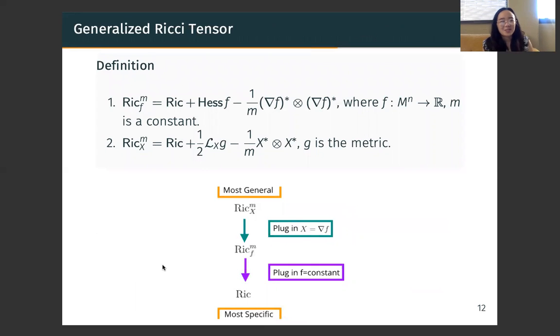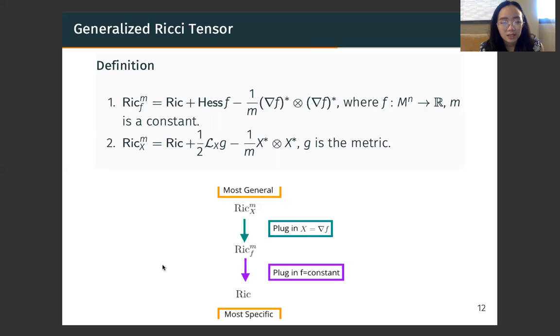Okay, so I'm going to change directions to talk about this generalized Ricci tensor, or the m-Bakry-Emery Ricci tensor. So first, we have the Ricci f m, which is Ricci plus the Hessian of f minus 1 over m grad f tensor grad f. Here, f is a function from the manifold to the real numbers, and m is a constant that we'll talk more about in the next slide. Number 2 is Ricci X m, which is Ricci plus 1/2 times the Lie derivative of g along X minus 1 over m X tensor X. Here g is a metric, and X is a vector field.